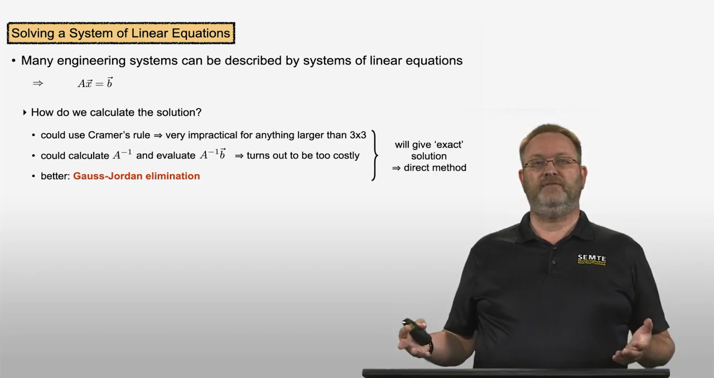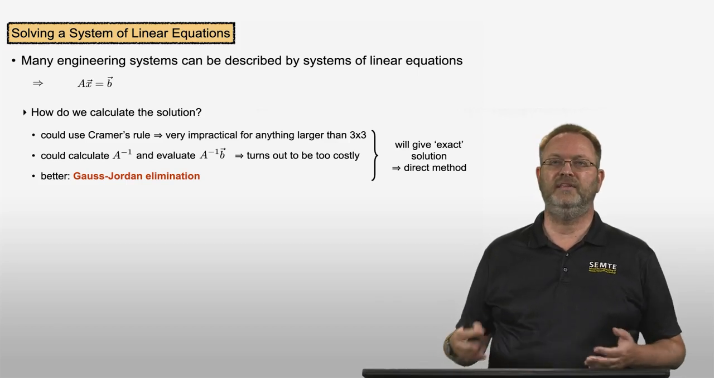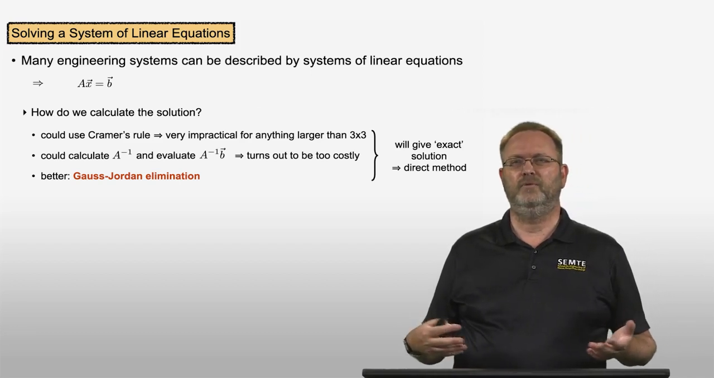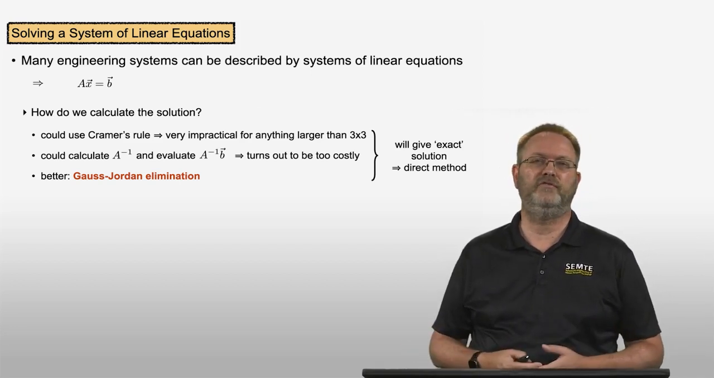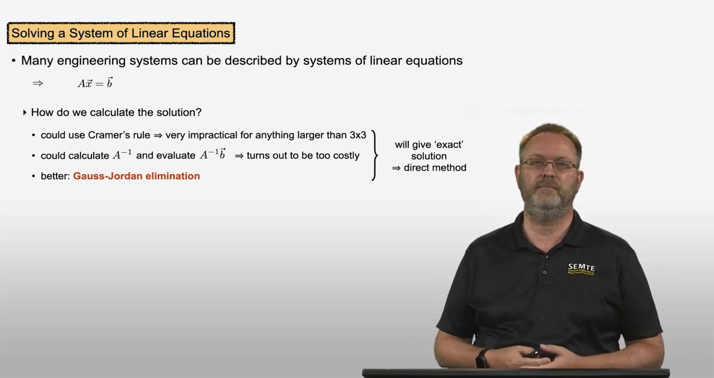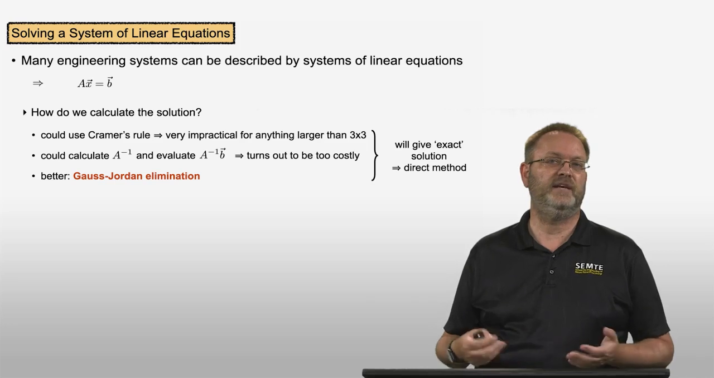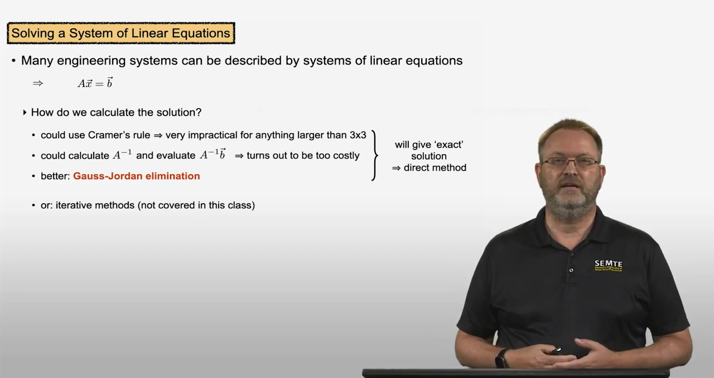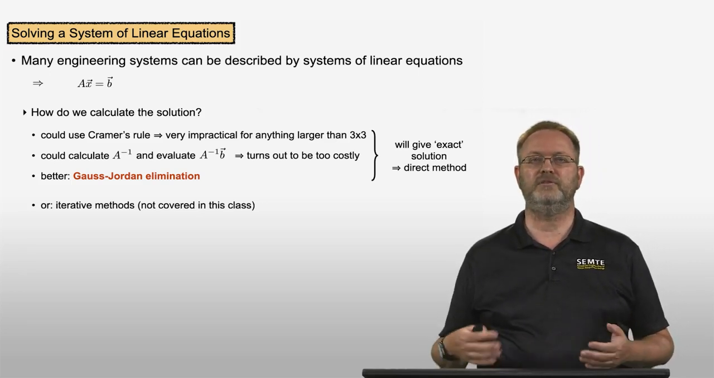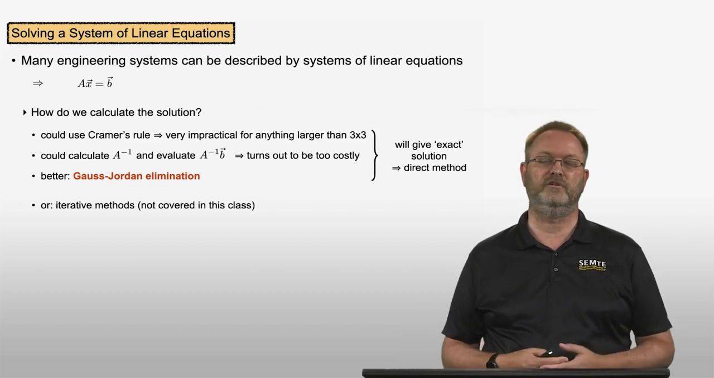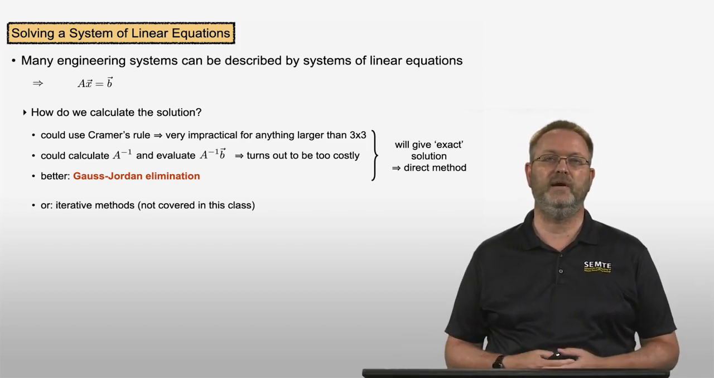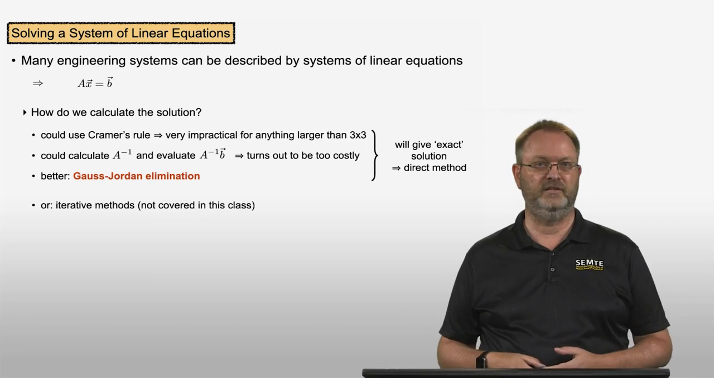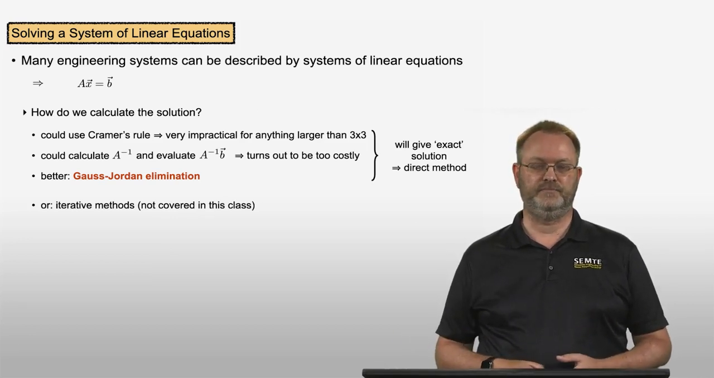Now, all of these methods that are listed here will give you the exact solution. And exact here is in quotation marks, because we know that when we're dealing with computers, we will always have round-off errors. So up to round-off errors, these methods will give you the exact solution. And these methods are called direct methods. There are also so-called iterative methods that we will not cover in this class. Those methods are applicable to very large systems of linear equations, where we then won't know the exact answer, but we will know an approximate answer. But that will be covered in other classes.